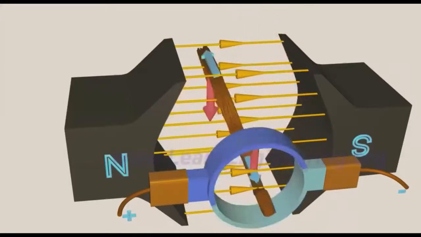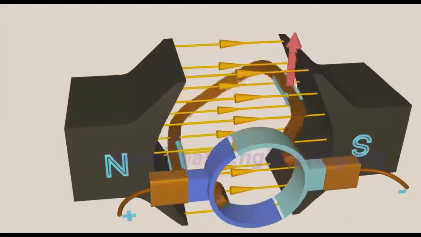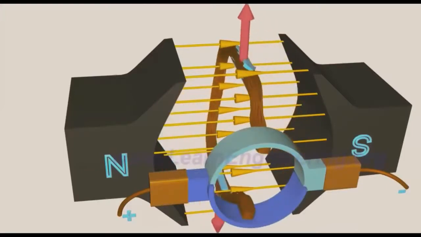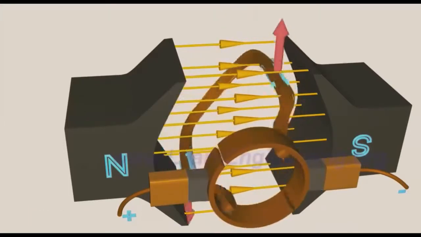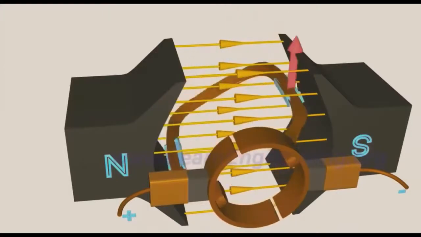But if we observe the torque action on the coil closely, we will notice that when the coil is perpendicular to the magnetic flux, the torque action nears zero. As a result, there will be irregular motion of the rotor.